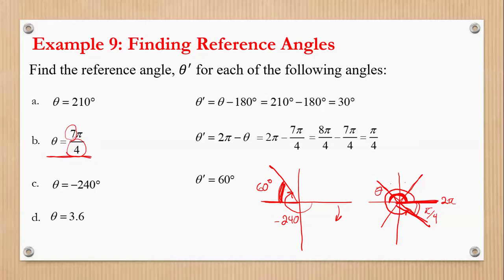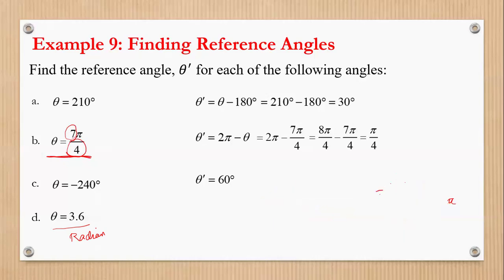The next example says theta is 3.6. Since I don't see any degree notation, that means this angle is in radians. You need to find this angle in radians and show it on the coordinate plane or on the unit circle. So let's find this angle. Where is the 3.6 radian angle?